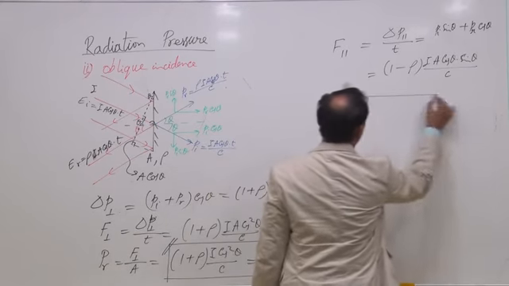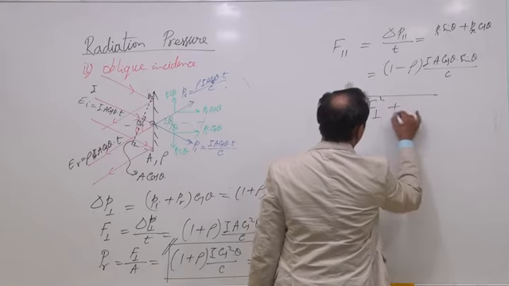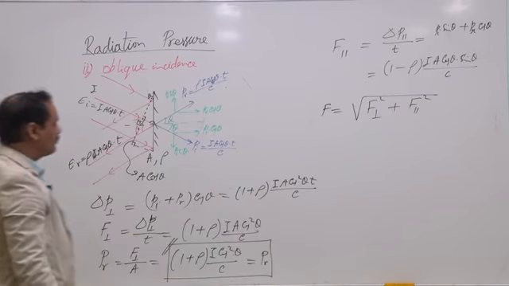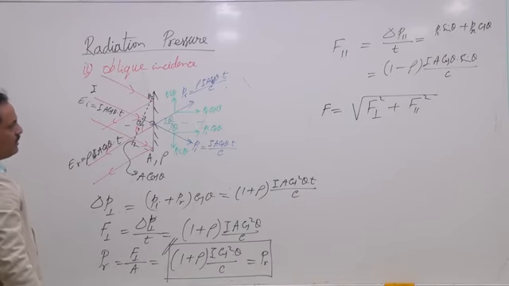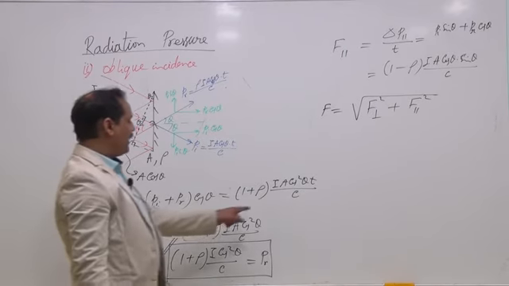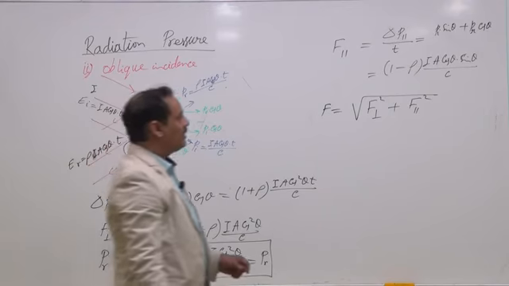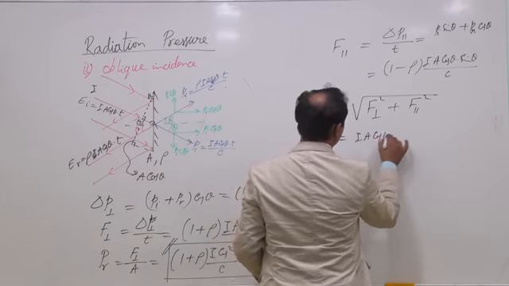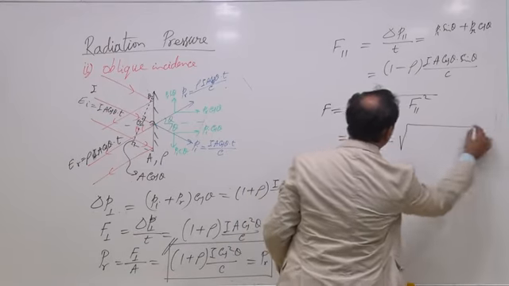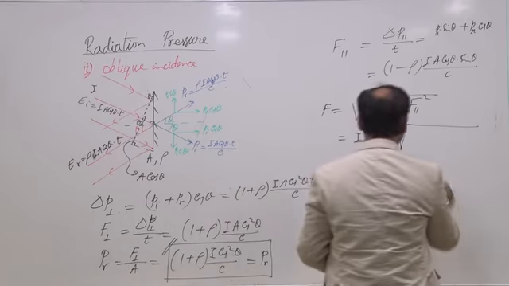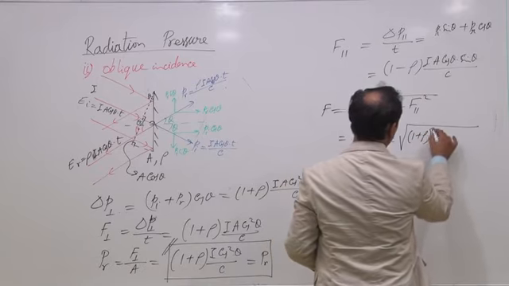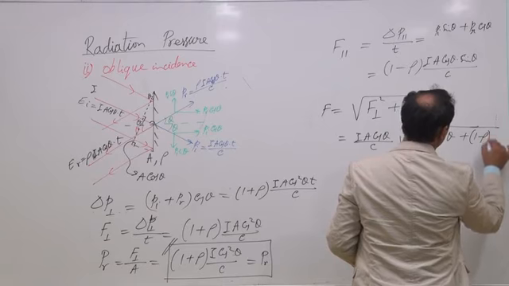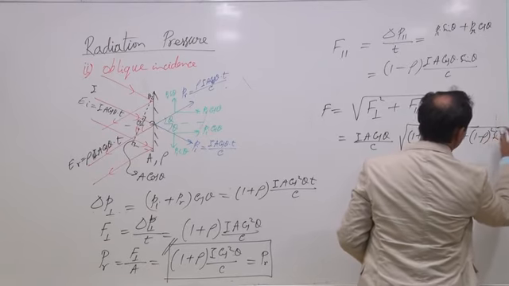Net force is under root F perpendicular square plus F parallel square. So if I use the parallel and perpendicular components, I A cos theta by C is common, that I can take out. What is left inside is (1 plus rho) square cos square theta plus (1 minus rho) square sin square theta.